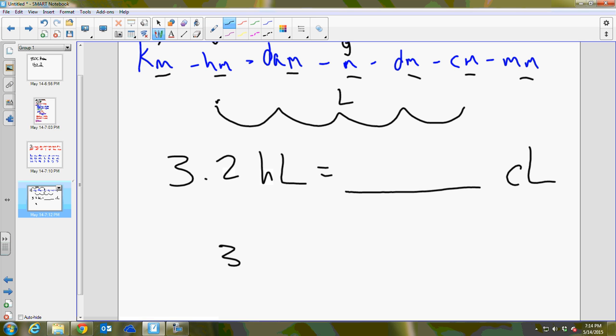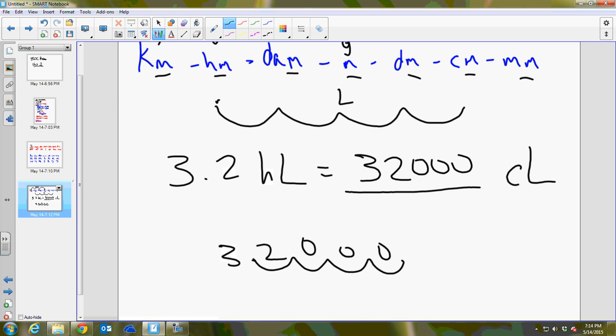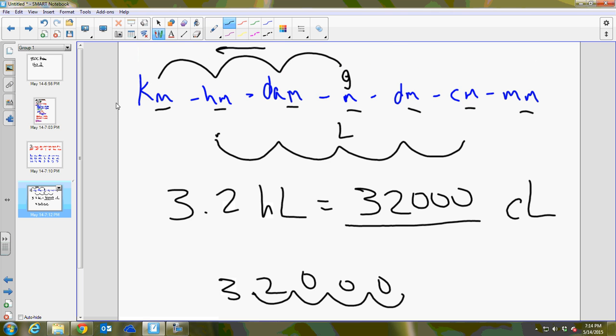So I'm going to do that. 1, 2, 3, 4. What do I put in these blanks? Zeros. What is that? 32,000 centiliters. Now, basically what's happening here is when I go to the right, I'm multiplying, so my number should always get bigger. When I'm going from a larger unit to a smaller unit, my number should always get bigger.